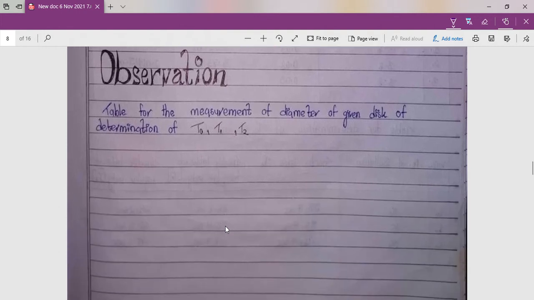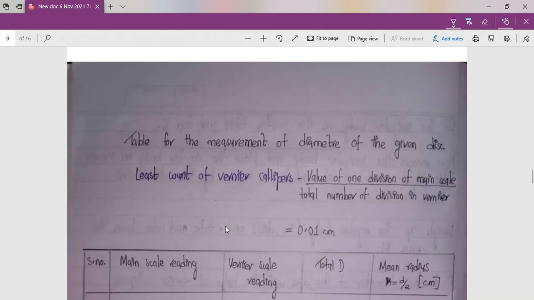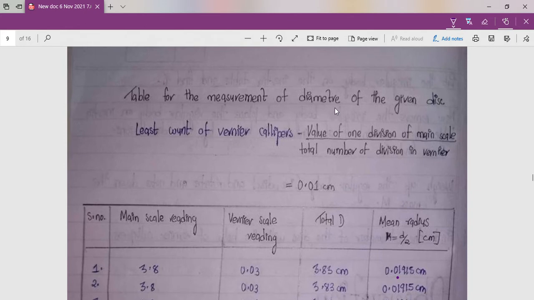Observation. Table for the measurement of the diameter of the given disc. We know that the least count of vernier calipers equals the value of one division of the main scale divided by the total number of divisions on the vernier. And we know that the value of one division is 1 and the total number is 100.